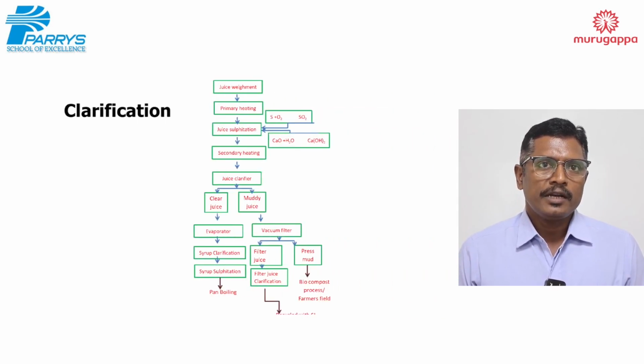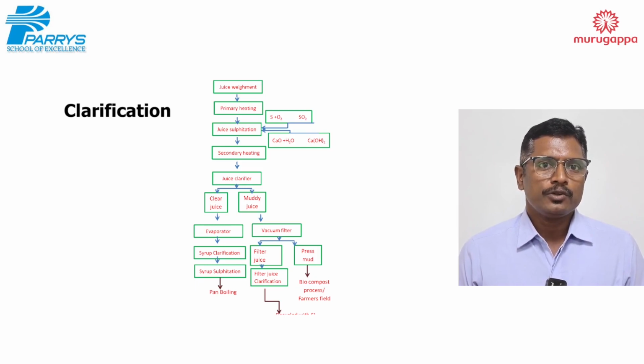So, as already I informed, juice weighment, primary heating, juice sulfitation, where lime and sulfur gas is added, then secondary heating. In juice clarifier, clear juice and muddy juice are separated. Clear juice goes to evaporator. Through evaporator output, we get the syrup and syrup is sent to pan boiling.